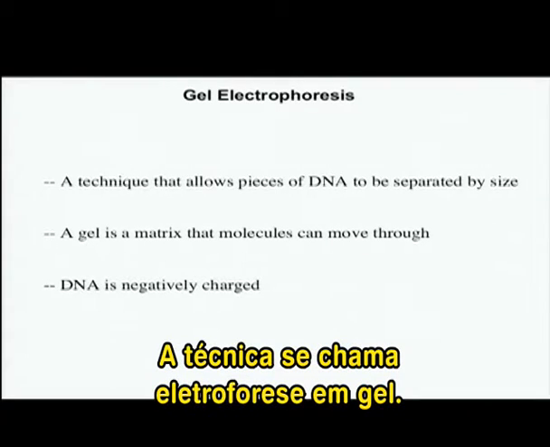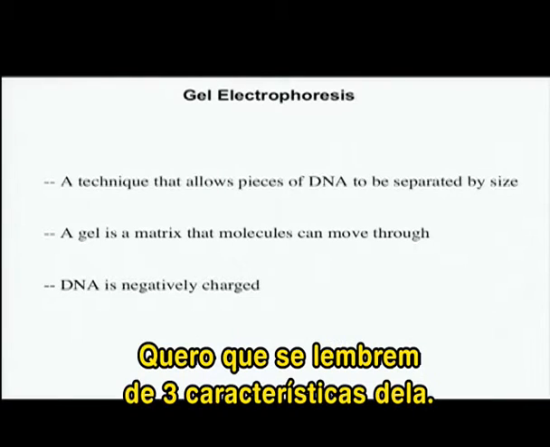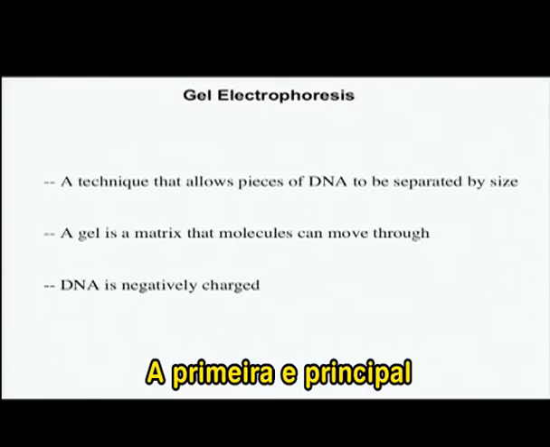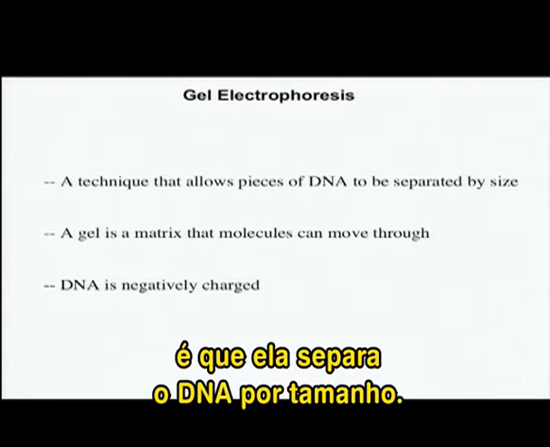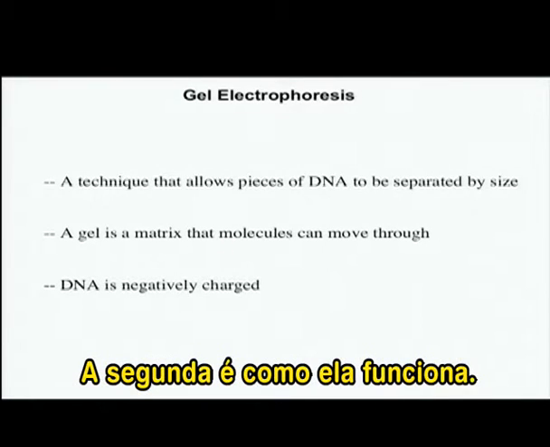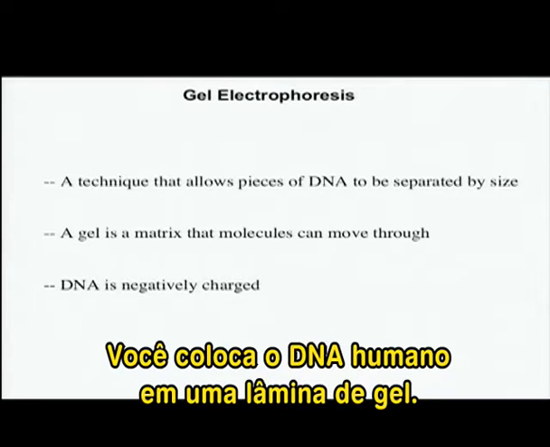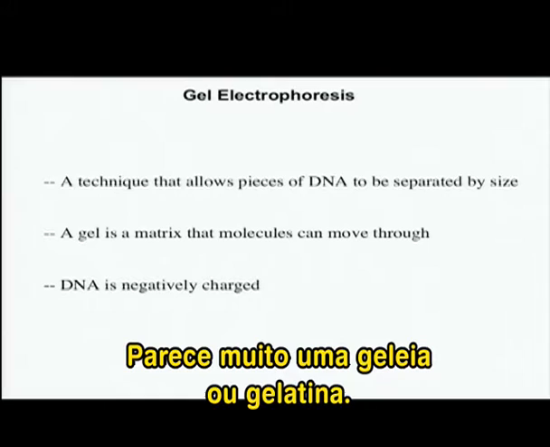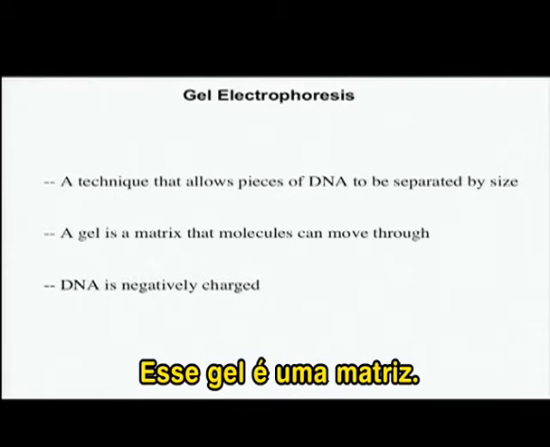This technique is called gel electrophoresis. And there's 3 things that I'd like you to remember about gel electrophoresis. The first is the main point, which is that it's a technique that separates DNA by size. The second is how it works. So you actually put the DNA of people into a slab of gel that feels a lot like Jell-O or gelatin. Now this gel is a matrix.